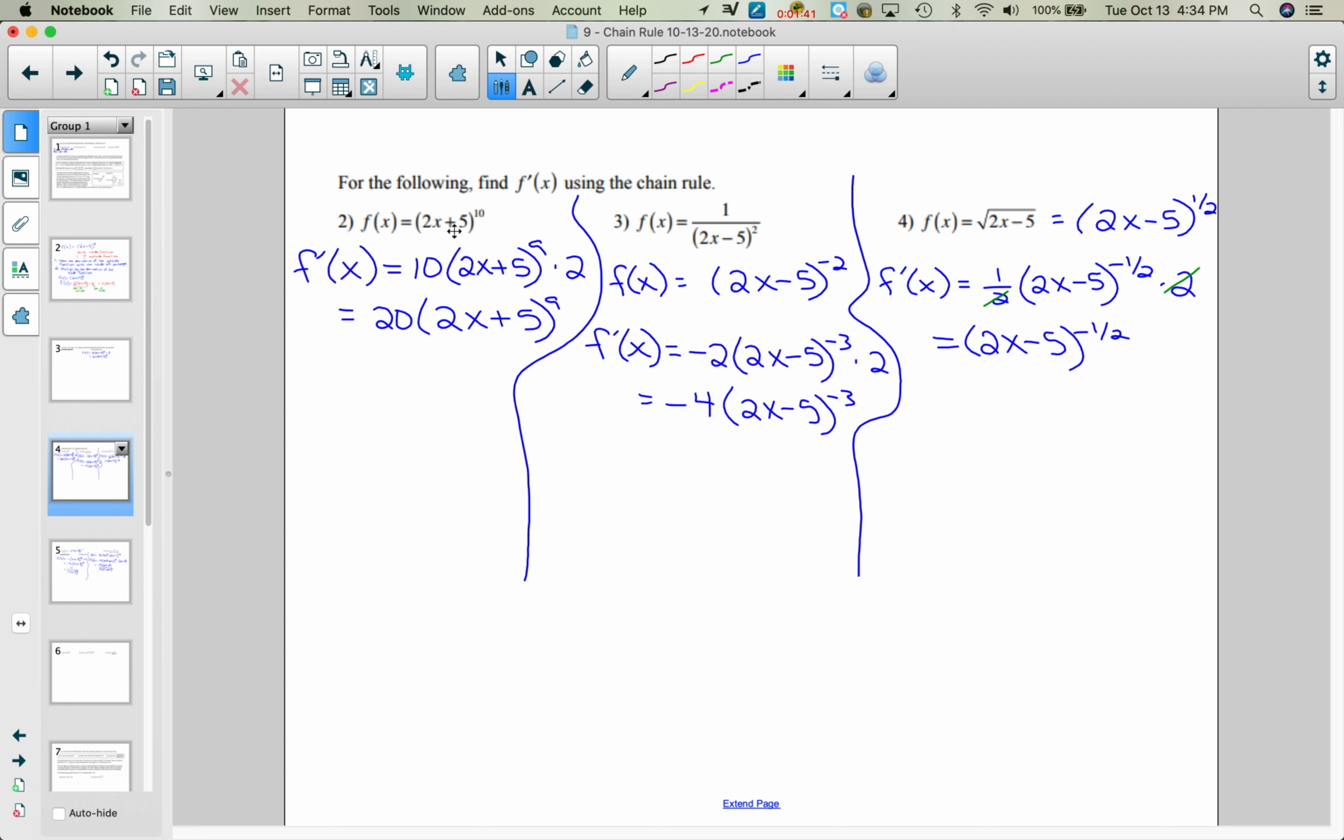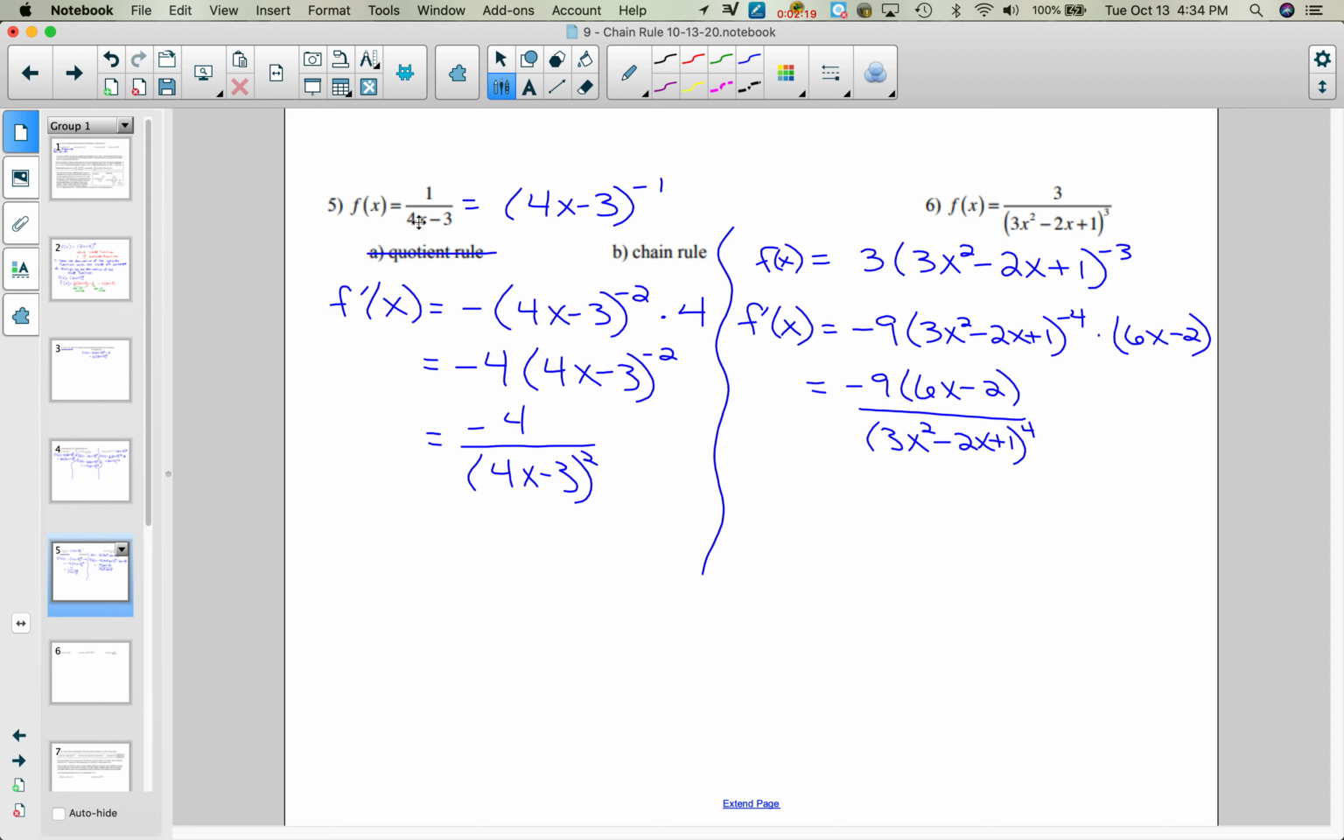Then on this one, where this comes in very handy, the derivative of the outside function with the inside left unchanged would be 10, 2x plus 5, drop the power down to the 9th power, times the derivative of the inside function. This one we changed to a negative 2 for the exponent, use the power rule, so the outside function, negative 2, 2x minus 5 to the negative 3, times the derivative of the inside function, which would be a 2. And then on this one, to the 1/2 power, so we would have 1/2 times this to the negative 1/2 times the derivative of what's inside.